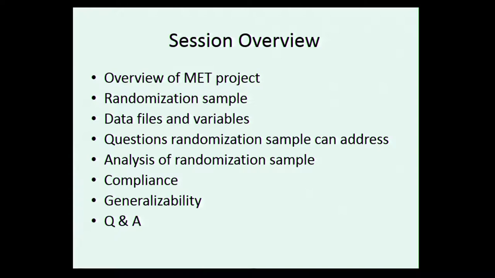And then two really important issues related to the randomization sample. So compliance. And compliance, for those of you who have looked at the user guide, was a real issue. By compliance, we mean how many kids ended up with the randomly assigned teacher to whom they were assigned. And then some issues related to generalizability, right? Because again, this is a subsample of a subsample. And we'll talk about the importance of being very clear about who is in your analytic sample and what conclusions you can really draw from that sample.